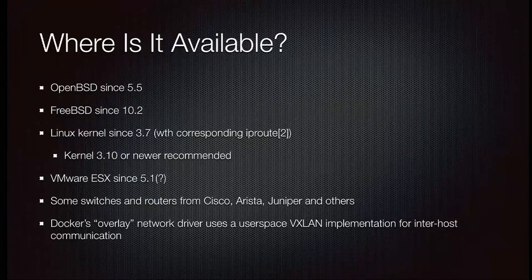So where can you use it? It's been in OpenBSD for, I think, 3 years now, since 5.5. FreeBSD 10.2 last year added it. Linux has had it for a couple years. They've fixed some bugs along the way. So if you're using Linux, kernel 3.10 is recommended. VMware's had it for a while. They're actually part of the initial group of companies that designed the VXLAN protocol. And some hardware supports it as well. Cisco, Arista, Juniper, Mellanox, one of our sponsors, have some VXLAN support in their switch gear. Docker, if you use Docker, you don't even need the new Linux kernel. Docker has a userland implementation that happens to use VXLAN and kind of hides a lot of the details from the end user.